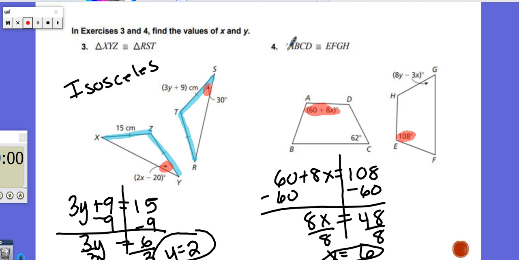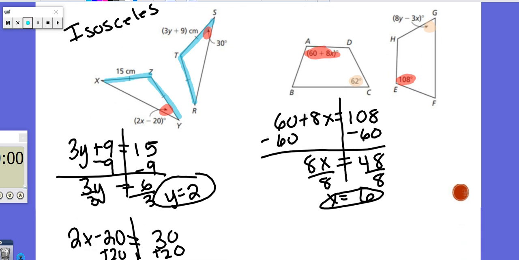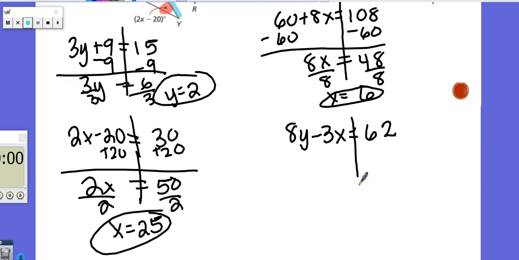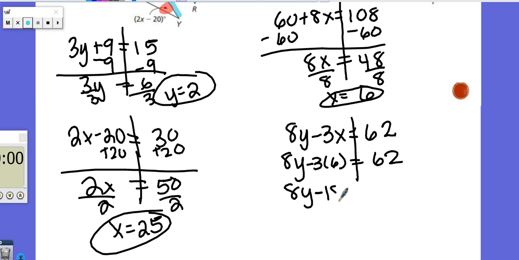Now C matches G, so I'm going to put those colors on there. C matches G, and this arrow is not at this side, it's pointing at the angle, guys. So you can set up an equation if they're equal to each other. You could say 8y minus 3x equals 62. And then we're going to go ahead and solve this. 8y minus 3 times 6 equals 62. 8y minus 18 equals 62. We're going plus 18, plus 18.